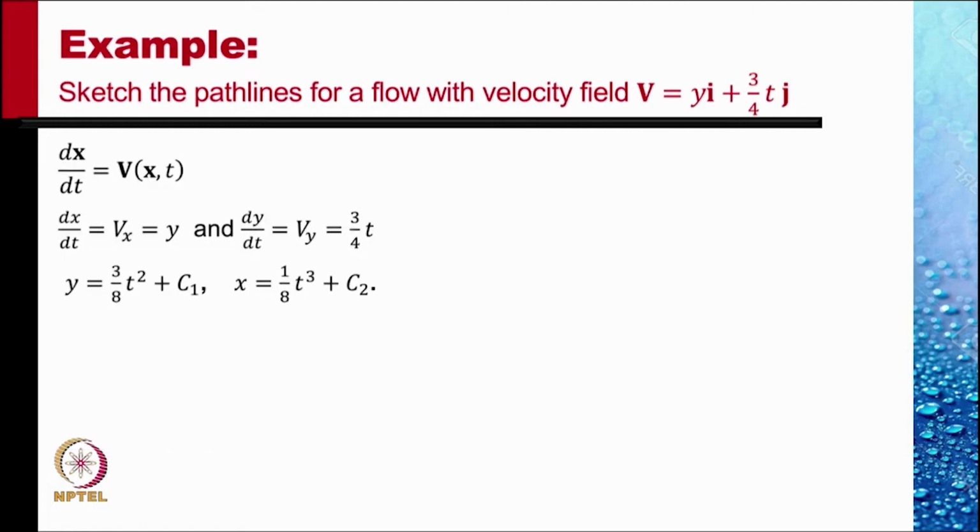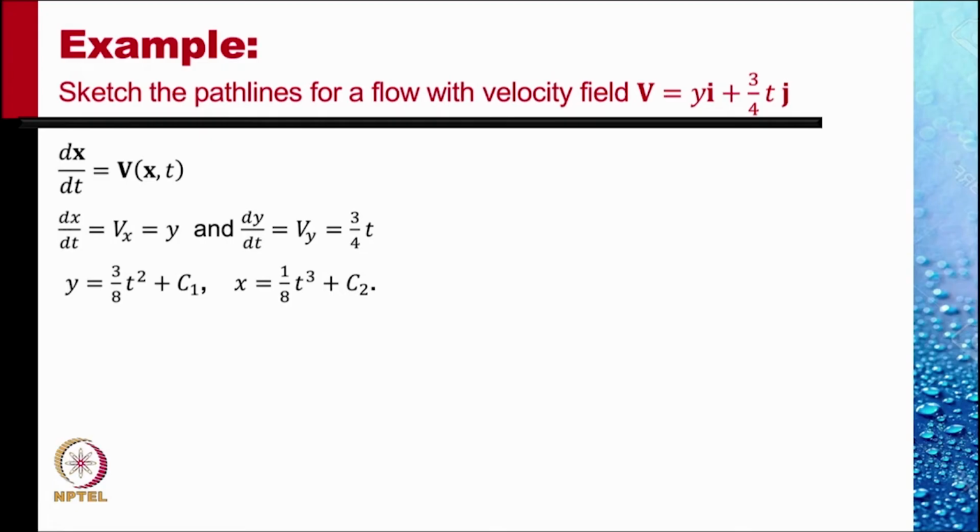Let's do an example. Sketch the path lines for a flow with velocity field V equal to y i plus 3/4 t j. The velocity dx by dt is equal to V(x,t), a vector equation. The two scalar components are dx by dt equal to Vx equal to y, and dy by dt, which is Vy, equal to 3/4 t, the j direction component of velocity. And the integration of this yields very easily y equal to 3/8 t square plus a constant c1, and x equal to 1/8 t cube plus a constant c2.